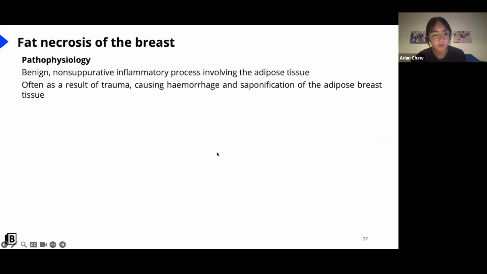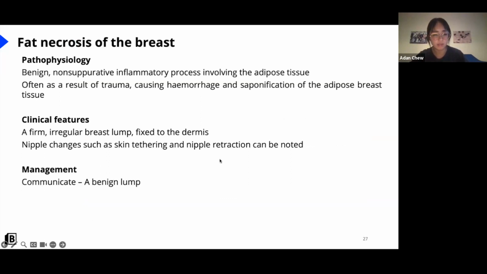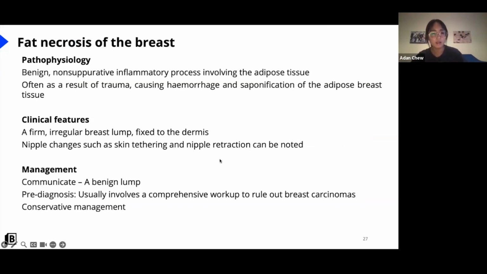Just a quick overview of fat necrosis of the breast. I won't go into too much detail because I think all of you are quite confident. It's a non-suppurative, it won't cause pus, inflammatory process involving the fat tissue in the breast. It's often a result of trauma, which causes hemorrhage and saponification of the fat tissue in the breast. Clinically, it can mimic breast cancer, but you have to take into account the other factors of the patient.